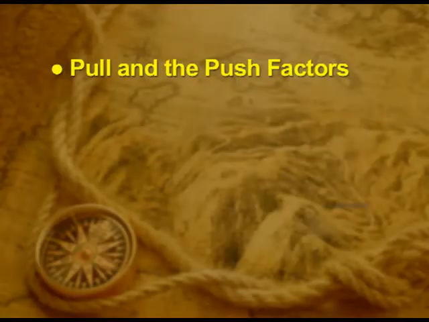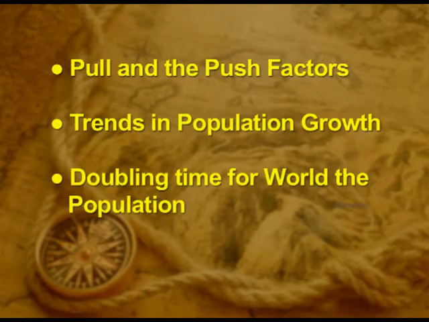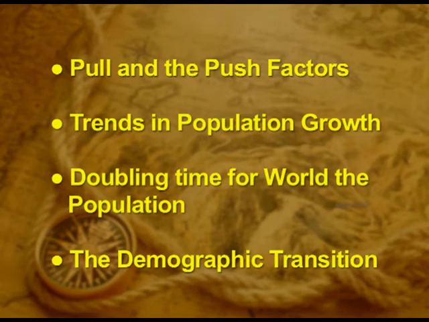Before we conclude the chapter, let us revise what we have learned in this chapter. We have learned a few topics: the pull and the push factors, trends in population growth, doubling time of world population, and the demographic transition. In the next lecture, we will learn about the world population composition. Thank you.